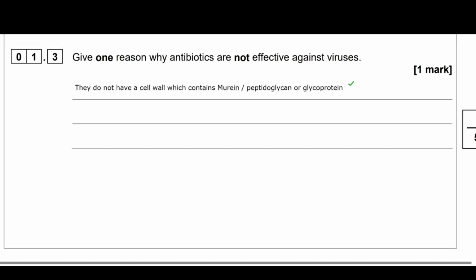So they don't have murein, peptidoglycan, or glycoproteins. Either of those are the chemicals found in the cell wall of a bacteria. So there's none of this stuff that the antibiotic can disrupt. Some antibiotics disrupt metabolic pathways inside the bacteria, and of course, viruses don't have any metabolic processes.